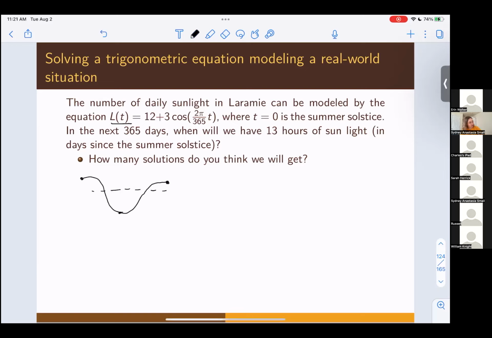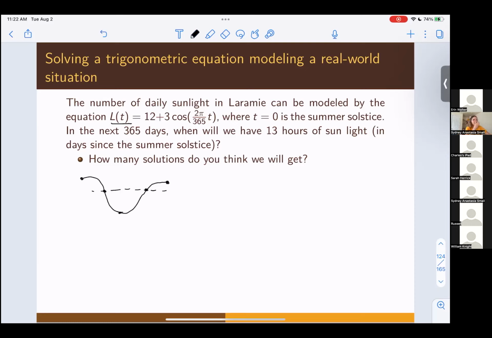We expect there to be one day with 13 hours when we're losing daylight, and the days where we're getting closer and closer to whatever this trough right here is called. I don't know the name of it. And then as we're getting closer to the summer solstice again, where we have the most hours of sunlight, we'll have 13 hours again. So like most trigonometric equations, we expect two solutions.